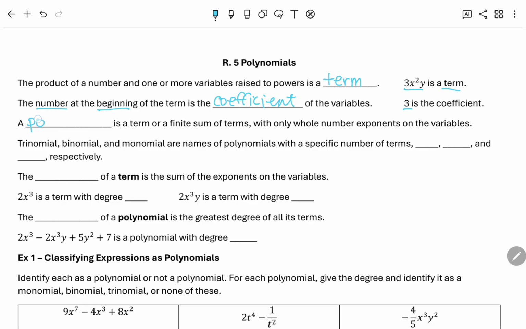Next, we have a polynomial. A polynomial is a term or a finite sum of terms with only whole number exponents on the variables. A trinomial, binomial, and monomial are names of polynomials, poly meaning many, with a specific number of terms. So we could say a trinomial has 3 terms, a binomial has 2 terms, and a monomial has 1 term.